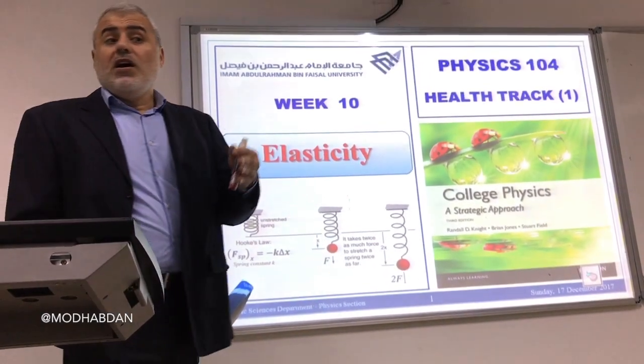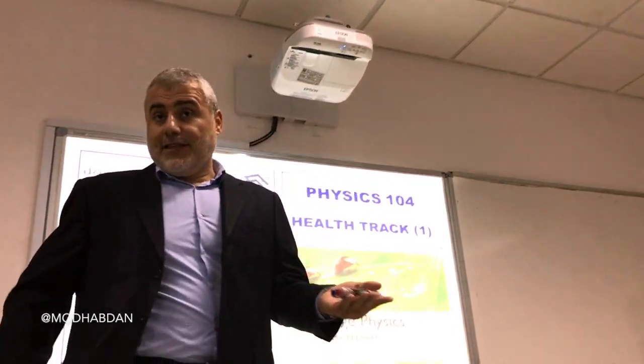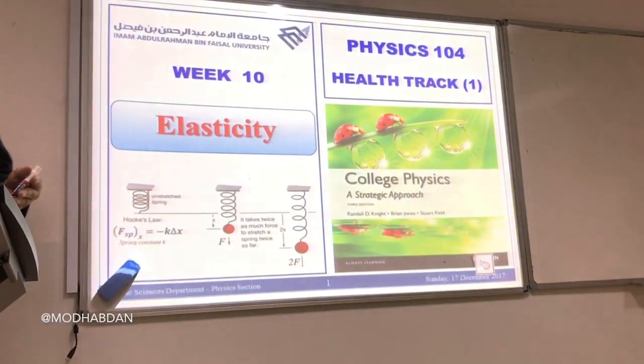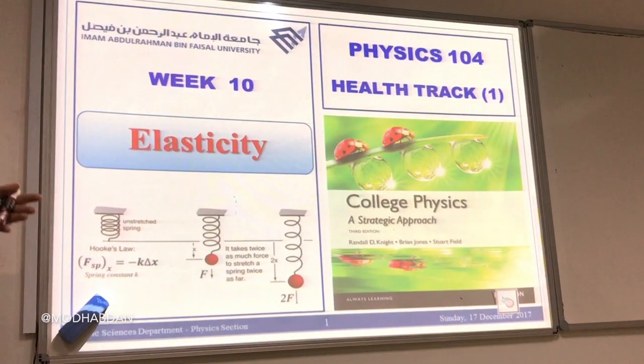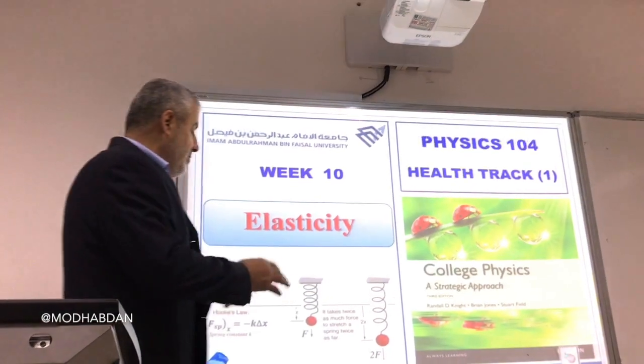Some objects or materials, we can describe to be elastic. Some materials we can describe to be inelastic. Some of them are called elastic, مرن, and some are inelastic, غير مرن. Now I want to say something in the other way.